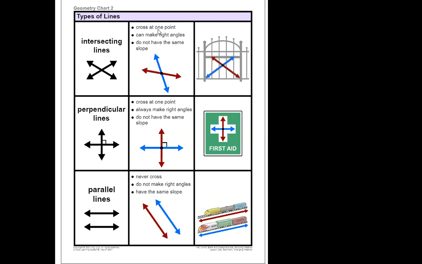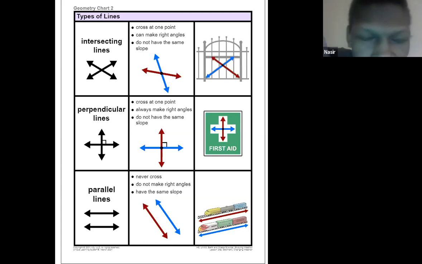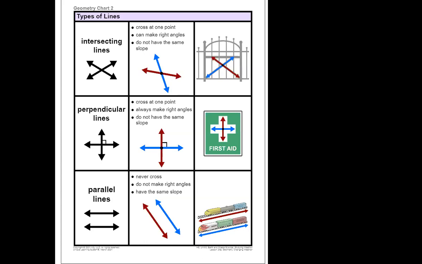So they cross at what? At one point. They can make what kind of angles? They make right angles. And do they have the same slope? No, they don't. The first one looks like an X. It does look like an X. That's a great point, my friend. They look like an X when they intersect like that.